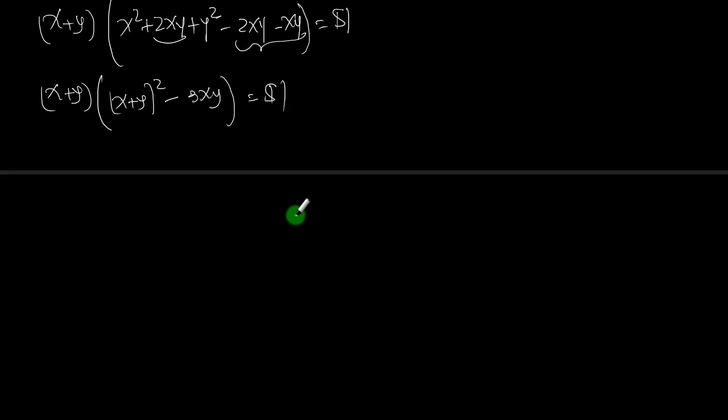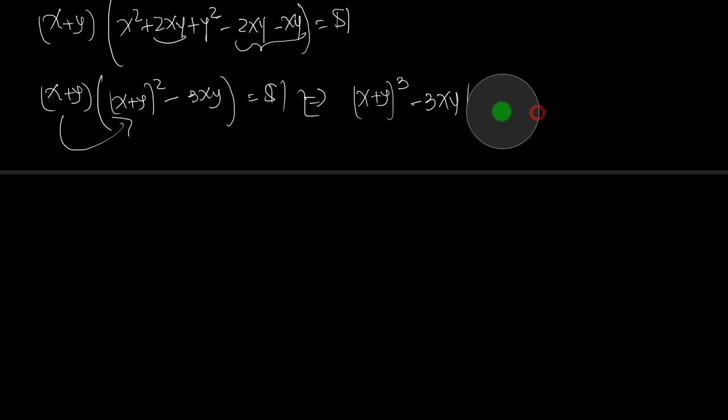So continuing here, I'm going to multiply this by this, and I'm going to have x plus y to the power of 3 minus 3xy, which multiplies x plus y, and then this is going to be equal to 81.